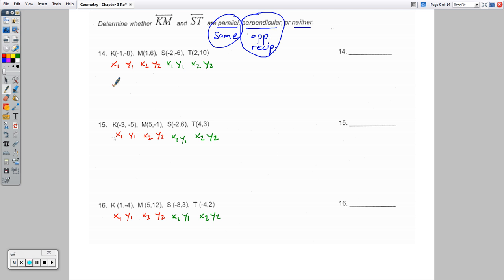For KM, we would have 6 minus negative 8, that's 6 plus 8, over 1 minus negative 1, 1 plus 1 in other words. 14 over 2 reduces down to 7. So let's compare that to the slope for ST. We would have 10 minus negative 6, which is 10 plus 6, over 2 minus negative 2, which is 2 plus 2. That's 16 over 4, so this one would reduce down to 4. If I look at that and I look at this, those aren't the same, and they're not opposite reciprocals, so this one we would say neither.